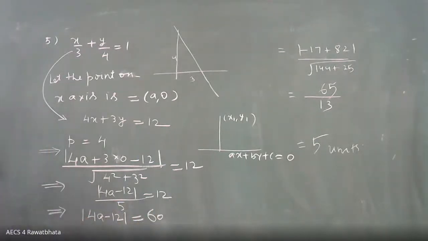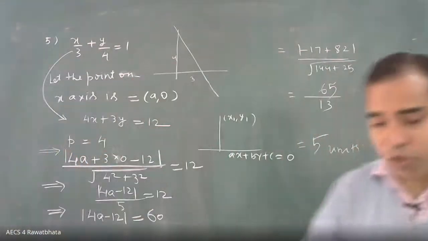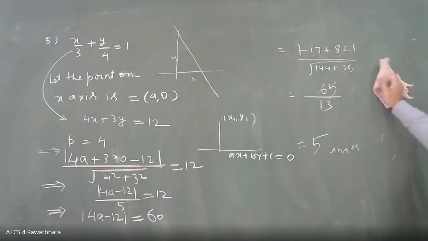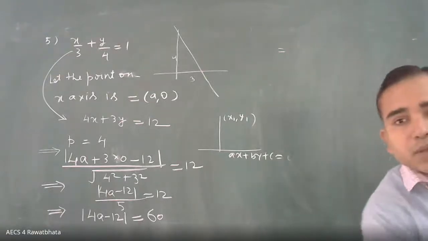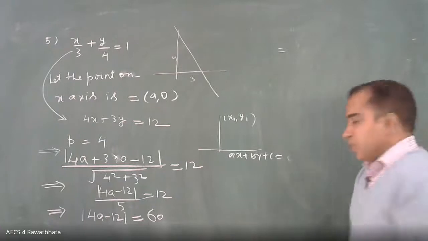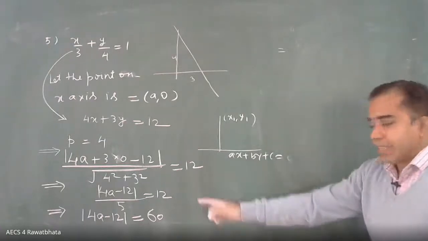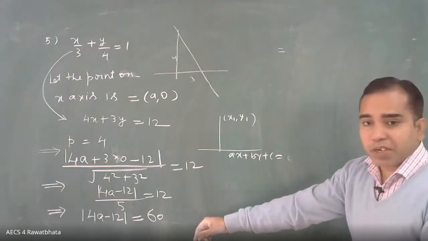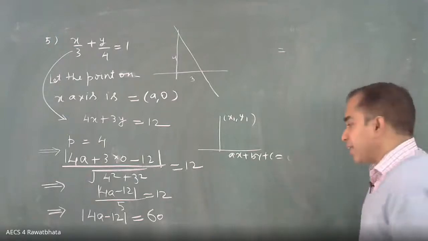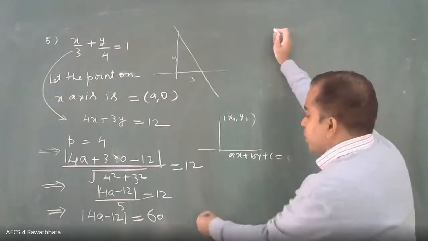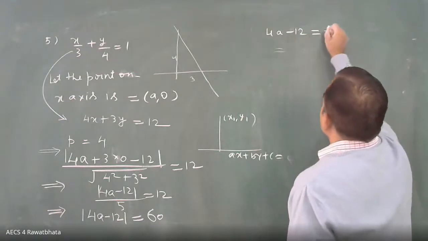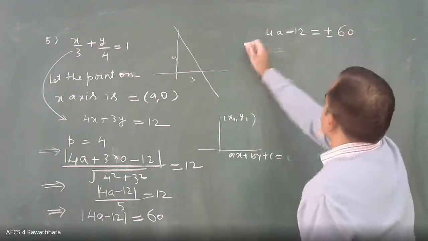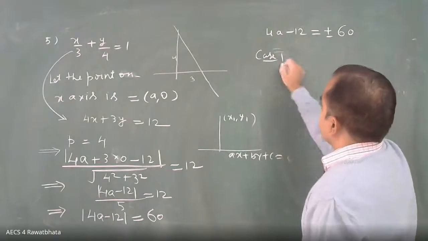Now tell me, someone, how to solve it. Anyone? Do you remember how to solve a modulus equation? Yes. To solve this modulus equation, remove the modulus sign and then put plus minus on the other side. 4a minus 12 equal to plus minus 60.